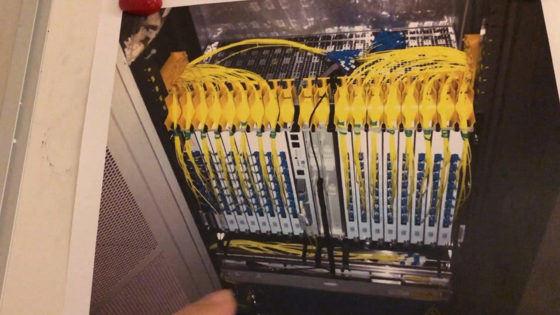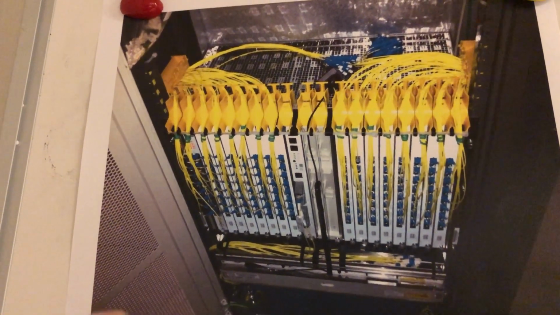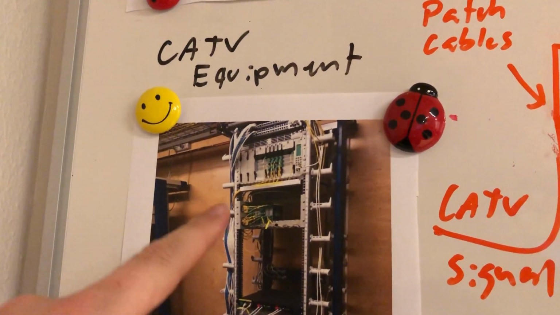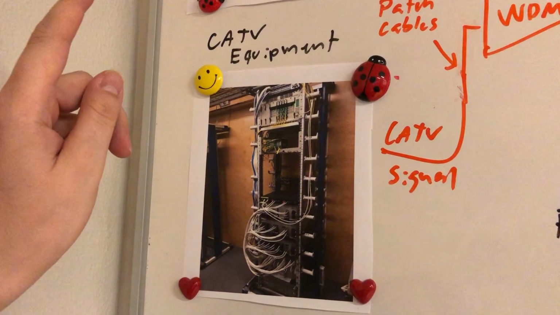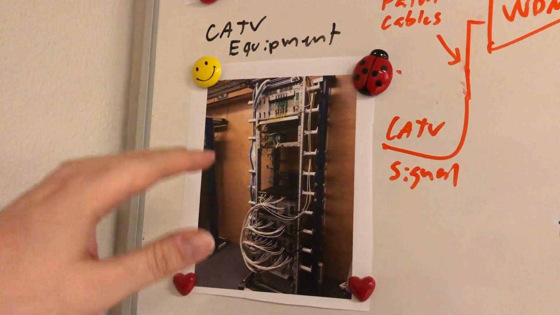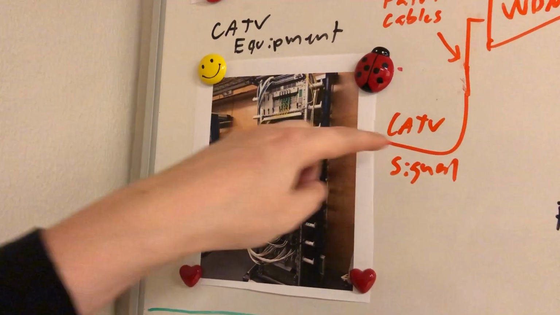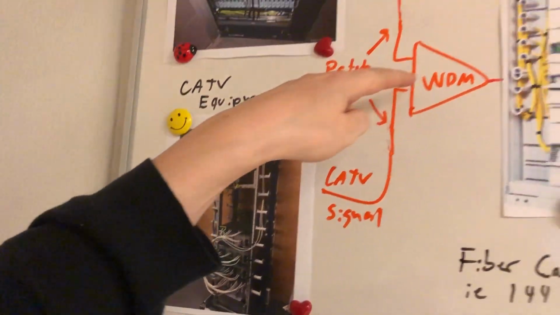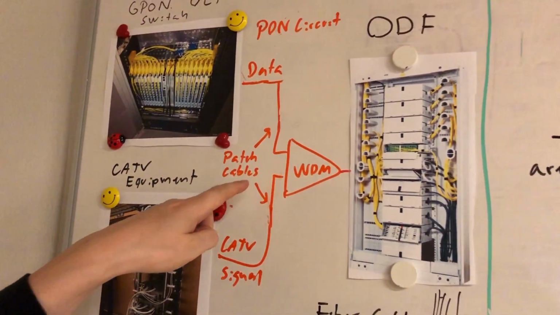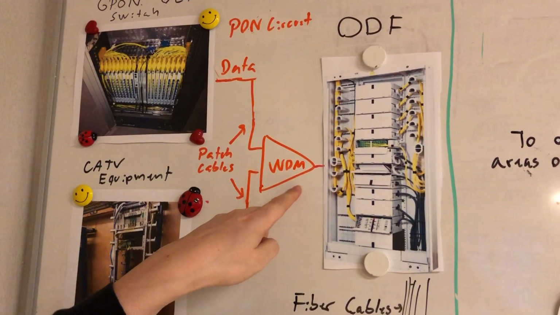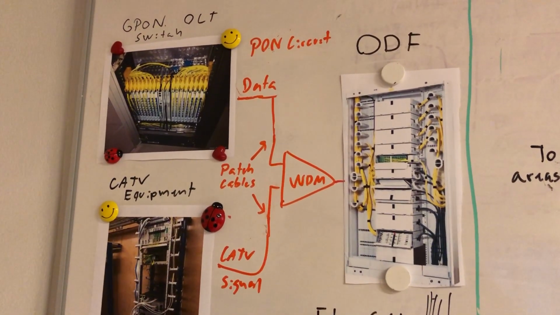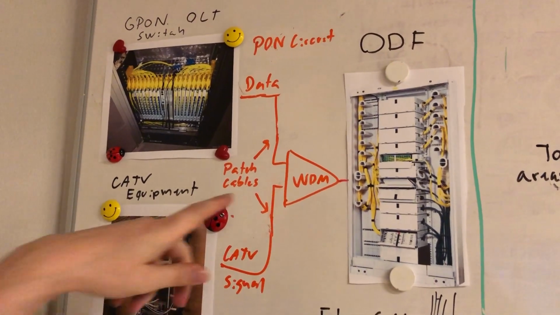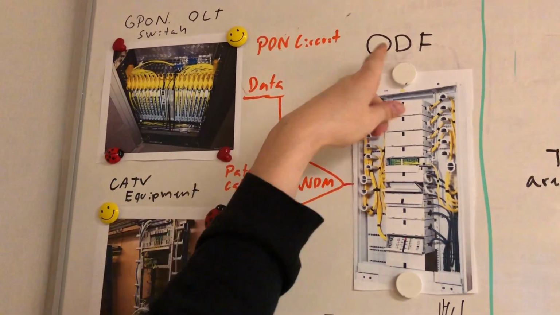You can imagine this switch can serve a lot of customers. Then we go down here, where there are some other types of equipment. This is the TV equipment, and what it does is take all the TV signal, all the programs, and overlay that signal onto the signal with the internet. It is done through something called a WDM, wavelength division multiplexer, that combines the signals into one signal, one core. And then it goes to something we call the ODF.